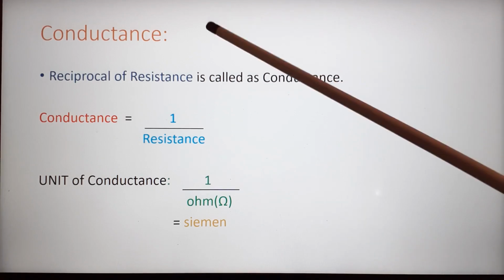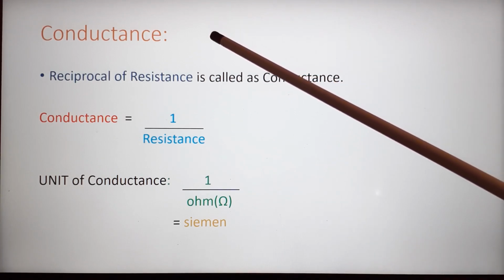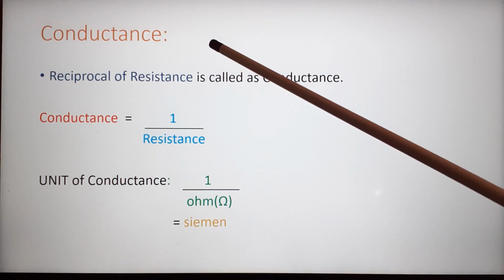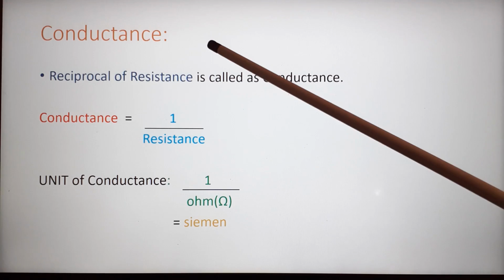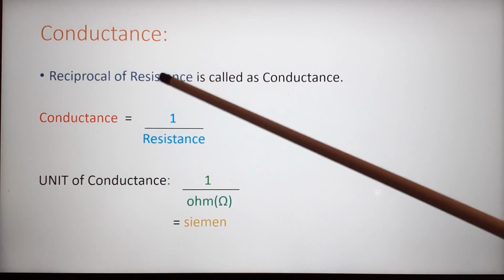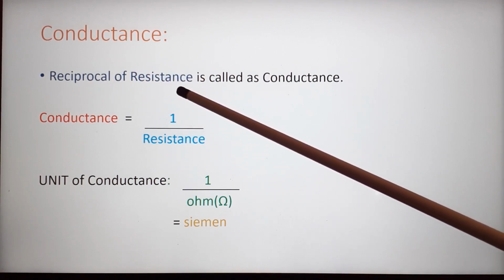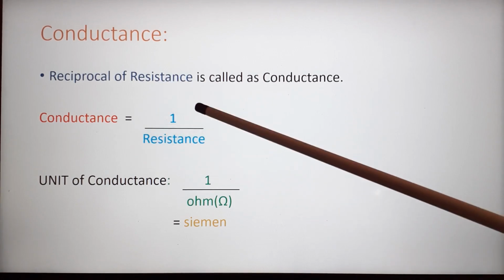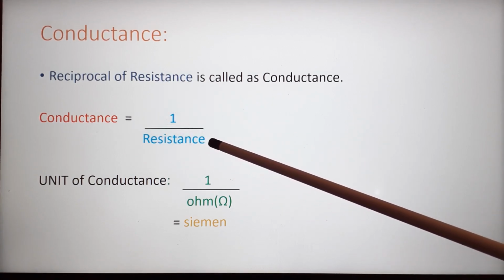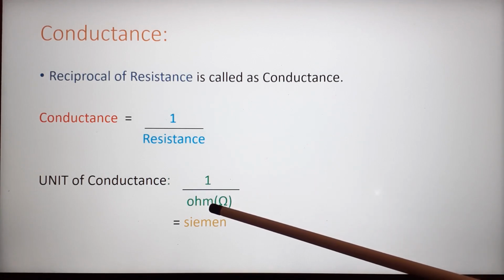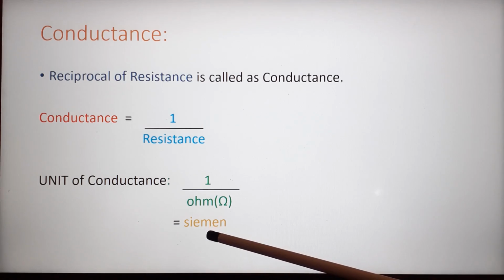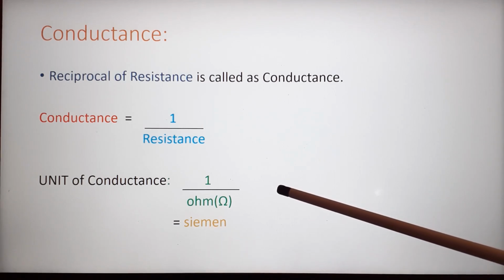Now let us study another physical quantity called conductance. As the name suggests, resistance means opposition to the flow of current, whereas conductance means allowing current to flow. So conductance is nothing but the reciprocal of resistance. Formula is conductance equals 1 upon resistance. The unit is also very easy. 1 upon resistance, so 1 upon ohm. It is also named Siemens, or you can simply write ohm inverse.